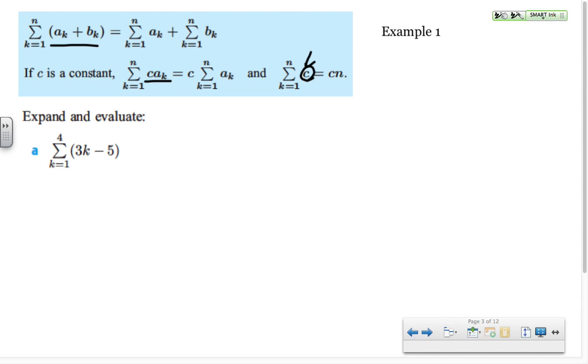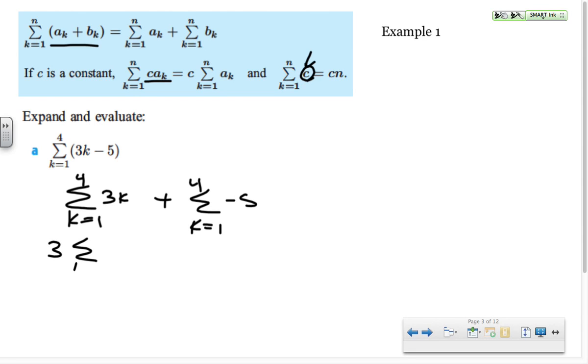So we're going to split this up first of all. The summation from k equals 1 to 4 of 3k, plus the summation from k equals 1 to 4 of negative 5. And then we're also going to take this out: 3 times the summation.